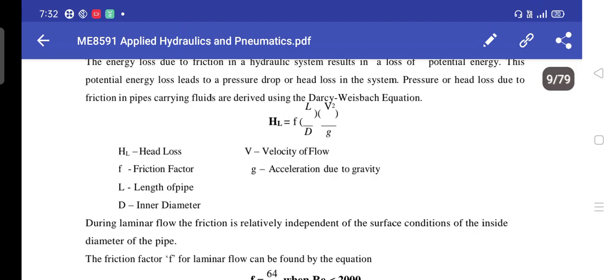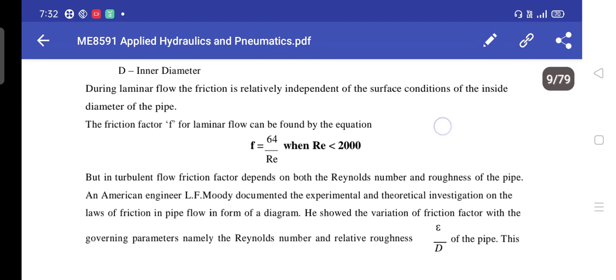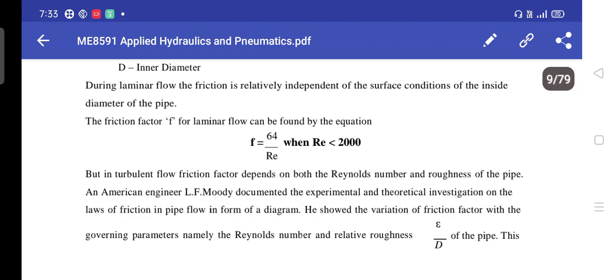So during laminar flow, the friction is relatively independent of the surface condition of the inside diameter of the pipe. The friction factor for laminar flow can be found by the equation F is equal to 64 by Reynolds number when Reynolds number is less than 2000. But in turbulent flow, friction factor depends on both Reynolds number and the roughness of the pipe.